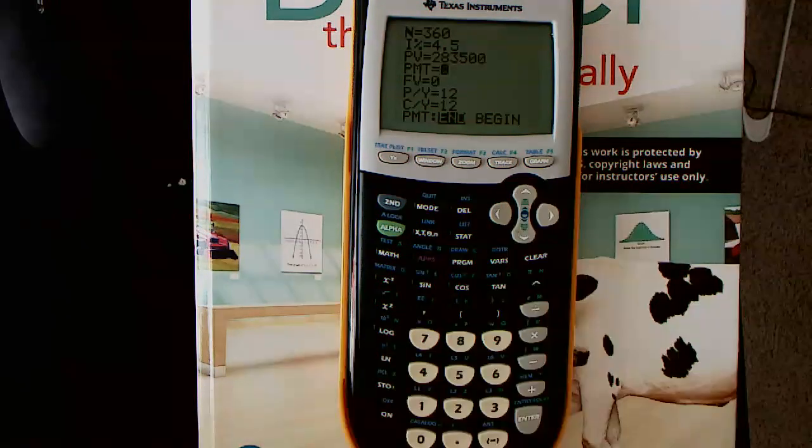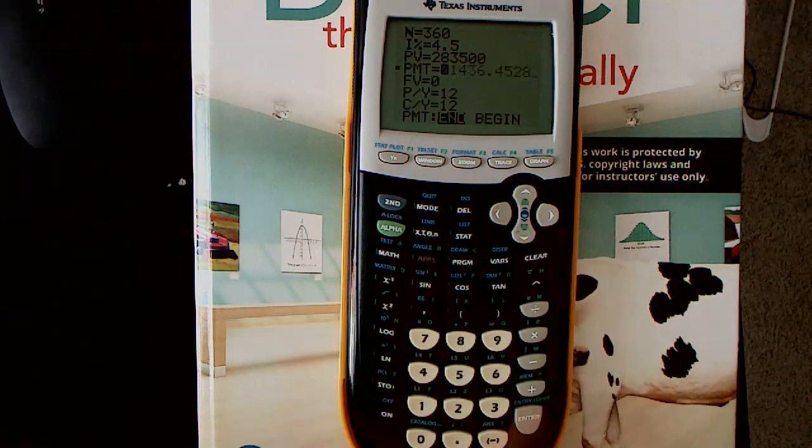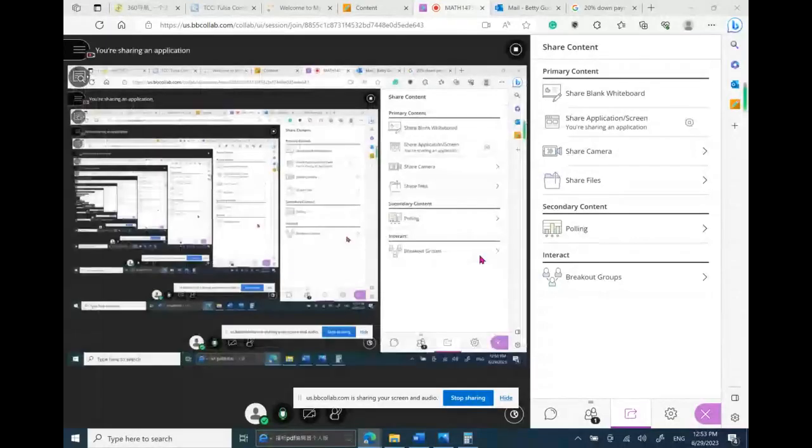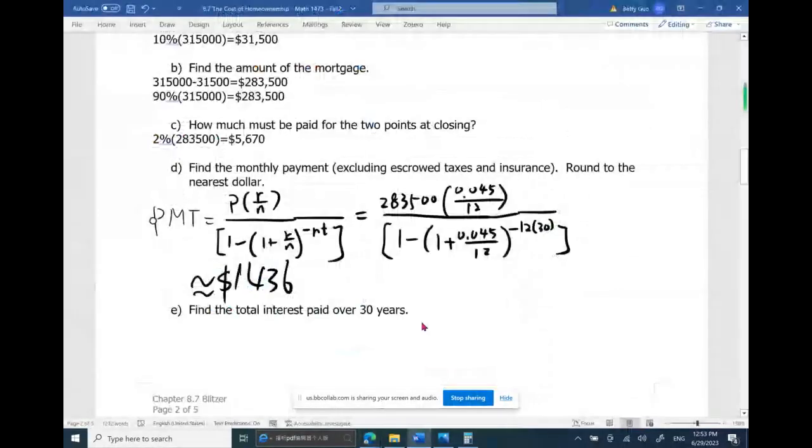Now let's go back to payment. Solve for the payment. Do you see the same number? $1,436, right? Rounded to the nearest dollar. Okay, so let's go back to our notes. That's part D. We found the monthly payment rounded to the nearest dollar.